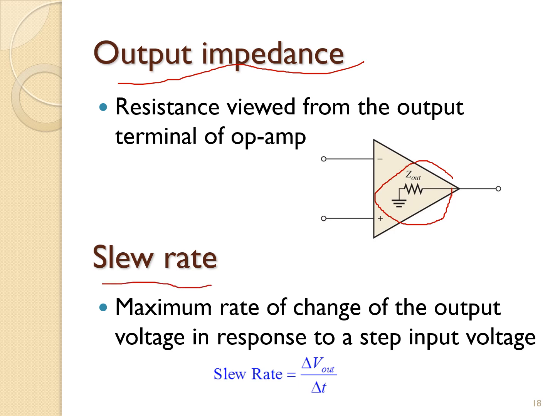Slew rate. The maximum rate of change of the output voltage in response to a step input voltage is the slew rate of an OpAmp. The slew rate is dependent upon the high frequency response of the amplifier stages within the OpAmp. The slew rate is expressed as delta V out over delta T.